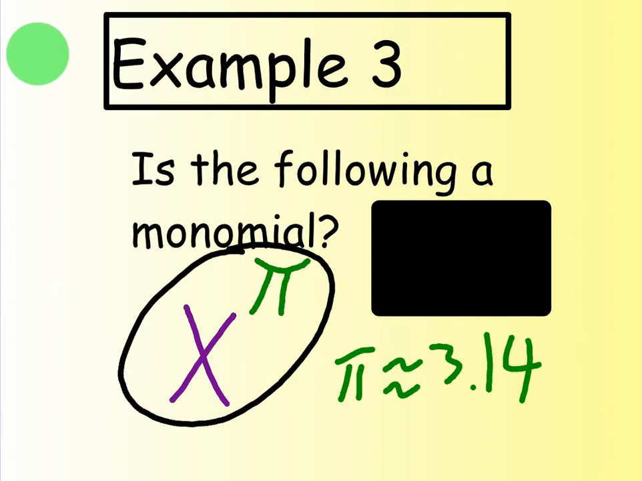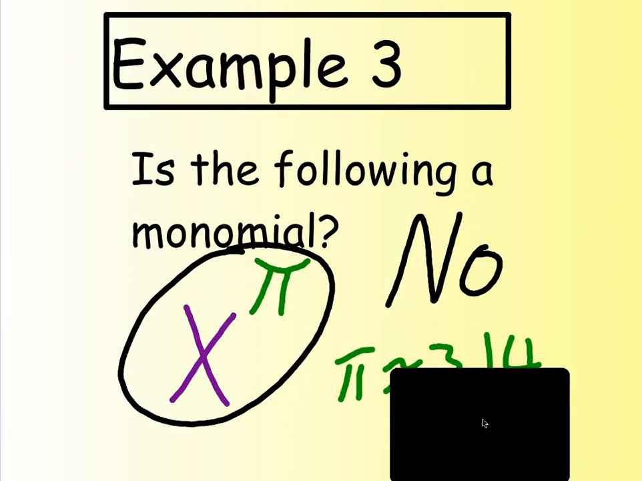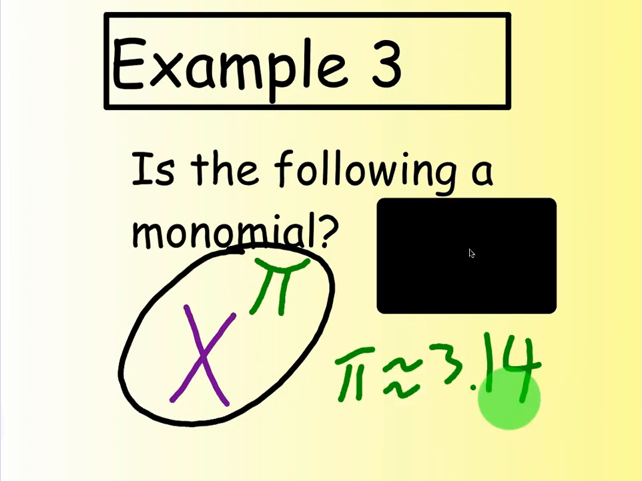All right, is the following a monomial? x to the pi. Well, let's think about this for a second. Pi is a decimal that goes on forever. We said the exponent has to be a whole number. The exponent is not a whole number, so the answer is no. It is not a monomial.